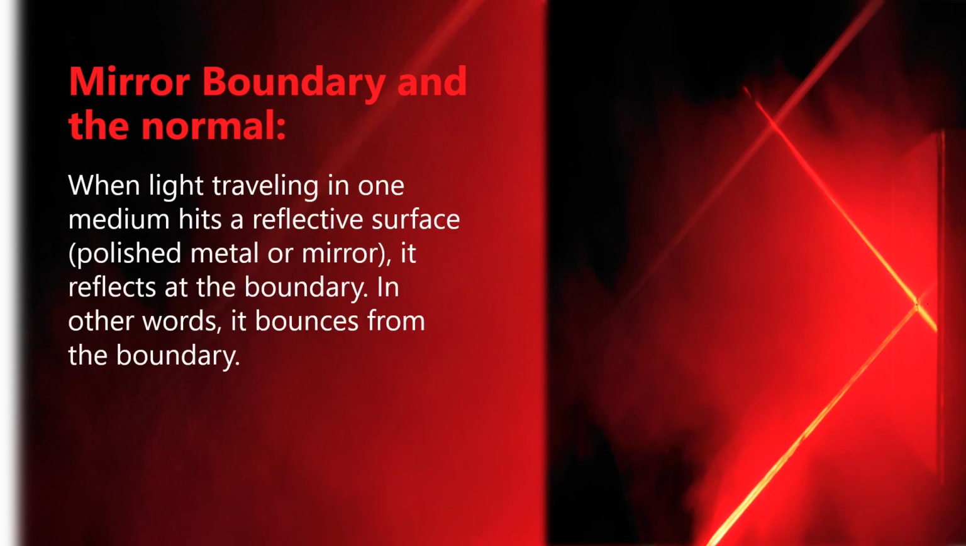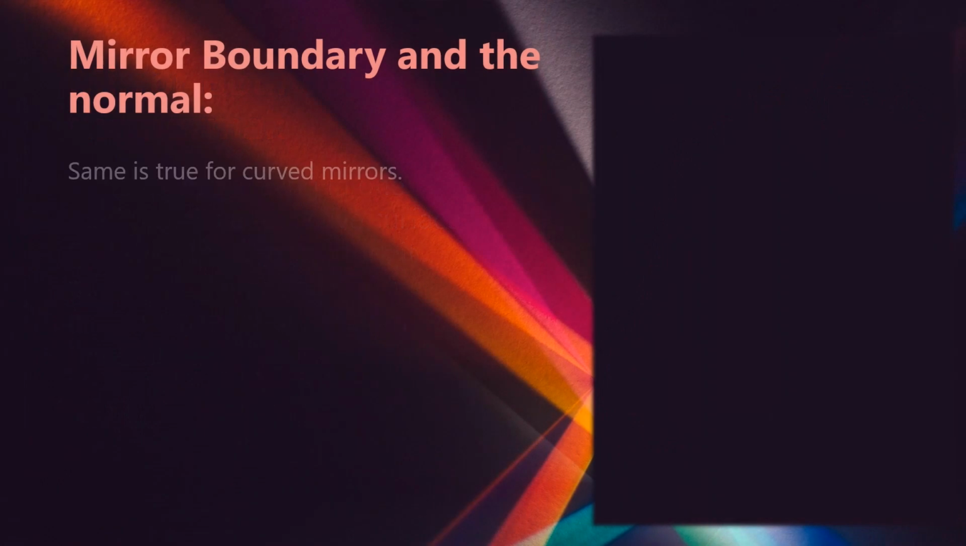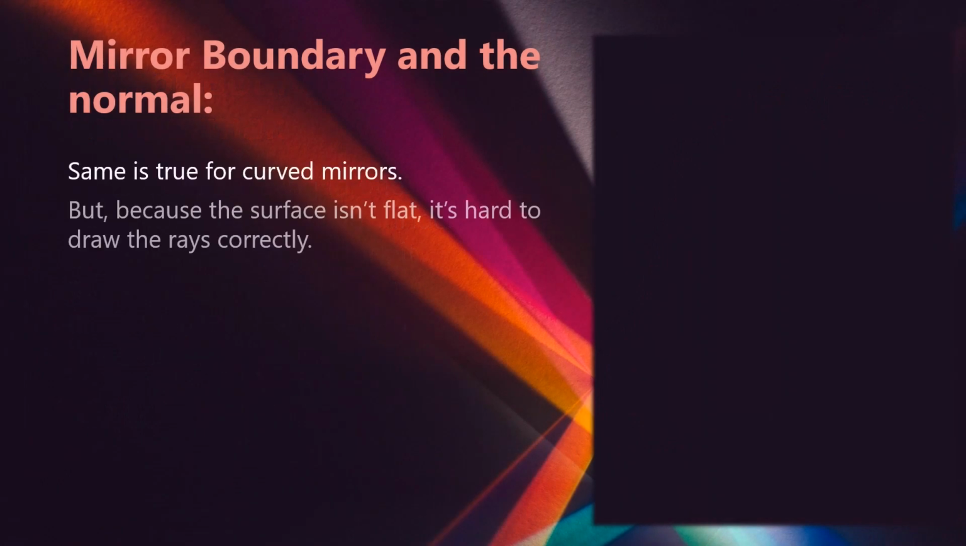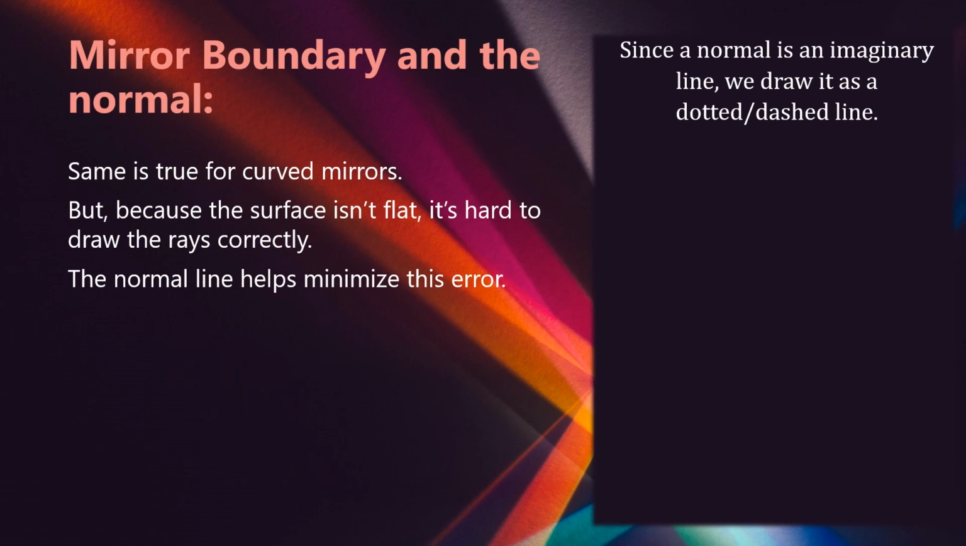Okay, let's talk about mirror boundary and the normal. When light traveling in one medium hits a reflective surface, that reflective surface could be a polished metal or a mirror. It reflects at the boundary. In other words, it bounces from the boundary. The same is true for curved mirrors, but because the surface isn't flat, it's hard to draw the rays correctly. The normal line helps minimize this error. Since the normal is an imaginary line, we draw it as a dotted or dashed line.